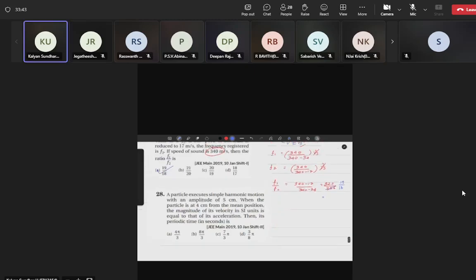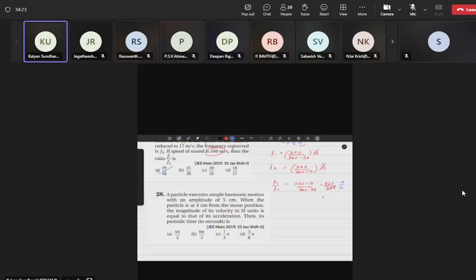This one. A particle executes SHM with an amplitude of 5 centimeters. When the particle is at 4 centimeters from the mean position, the magnitude of its velocity is equal to that of its acceleration. Find out the time period then. The maximum amplitude is 5 centimeters. At 4 centimeters, both velocity and acceleration are the same. So how will you find it out? What is the general expression for the velocity? V is equal to omega under root of A square minus x square. A is the maximum amplitude, x is the displacement from the mean position.